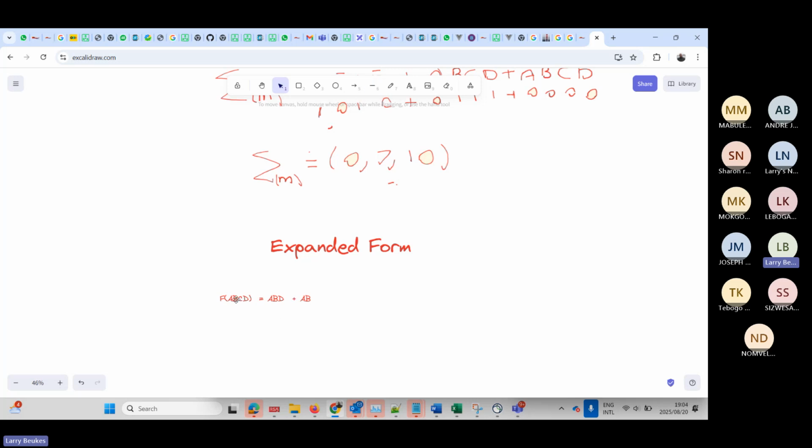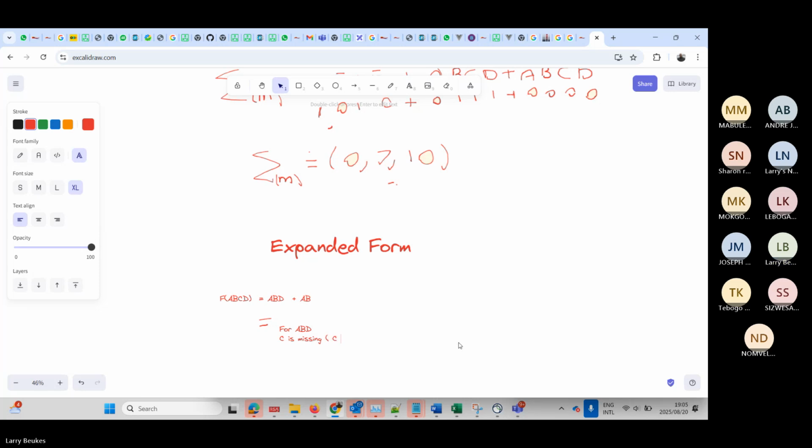So here what it means is that for expanded form, they want you to take this to its original form, right? So you need to look for the variable that's missing here. So if you're going to take ABD, you know what is missing. For ABD, we know we are missing a C, right? But now this C, we don't know if it's a C or not C, right? So we don't know if the C is low or high. Low, high.